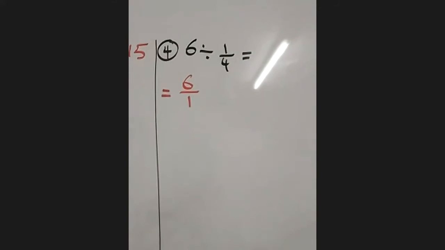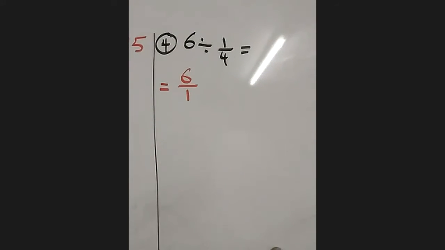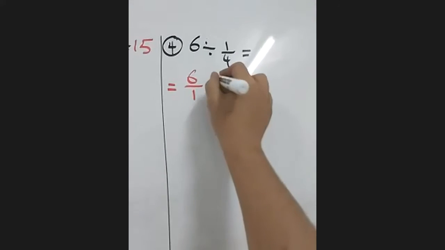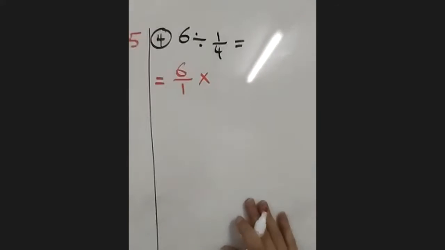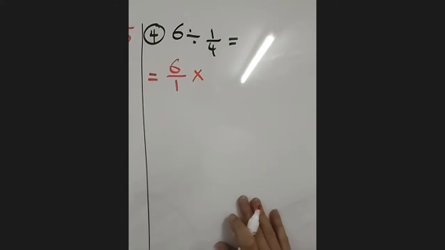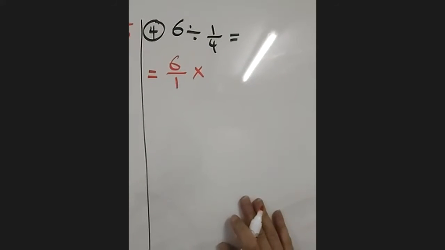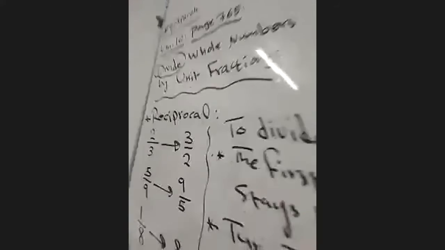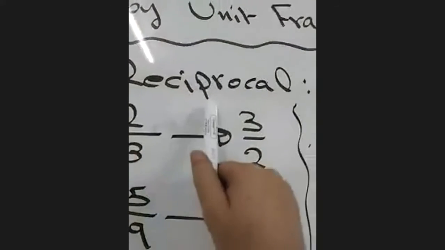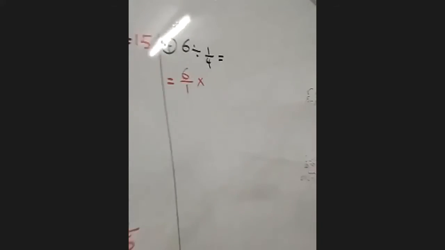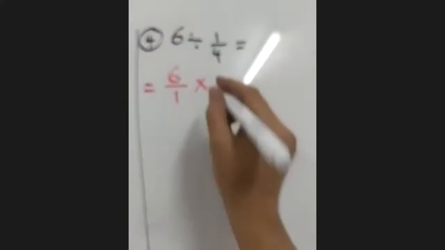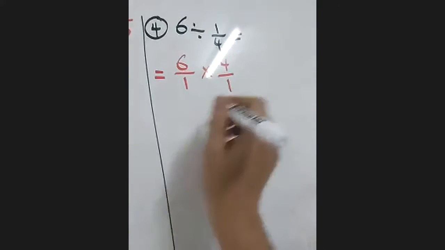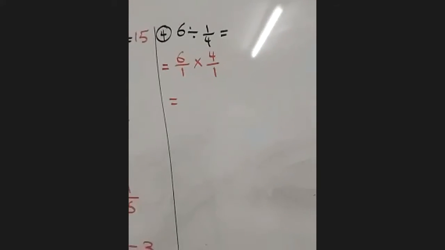The next step: put the sign line with the multiply sign. The division, we turn it to multiplication. The third step, we will turn the fraction. What do we call it? Reciprocal. What's the reciprocal of 1/4 here? 4/1. Good.